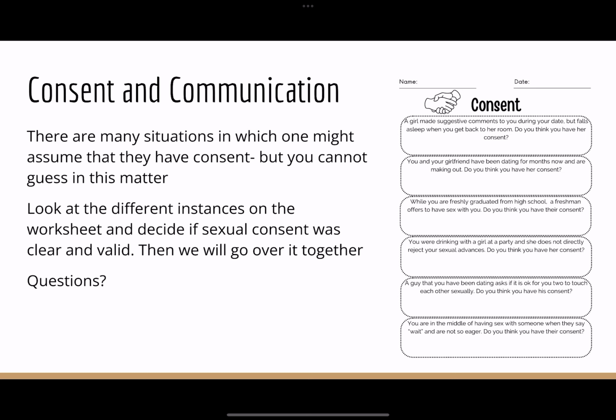Hello, I'm Brooke Ripley, and I will be presenting Day 4, Contraceptives and Protection. To start the day, I'll hand out a worksheet and ask students to answer the questions as we move through the lesson. I'll also let them know that they can write down any questions they have on the back of the paper if they are uncomfortable asking them aloud.